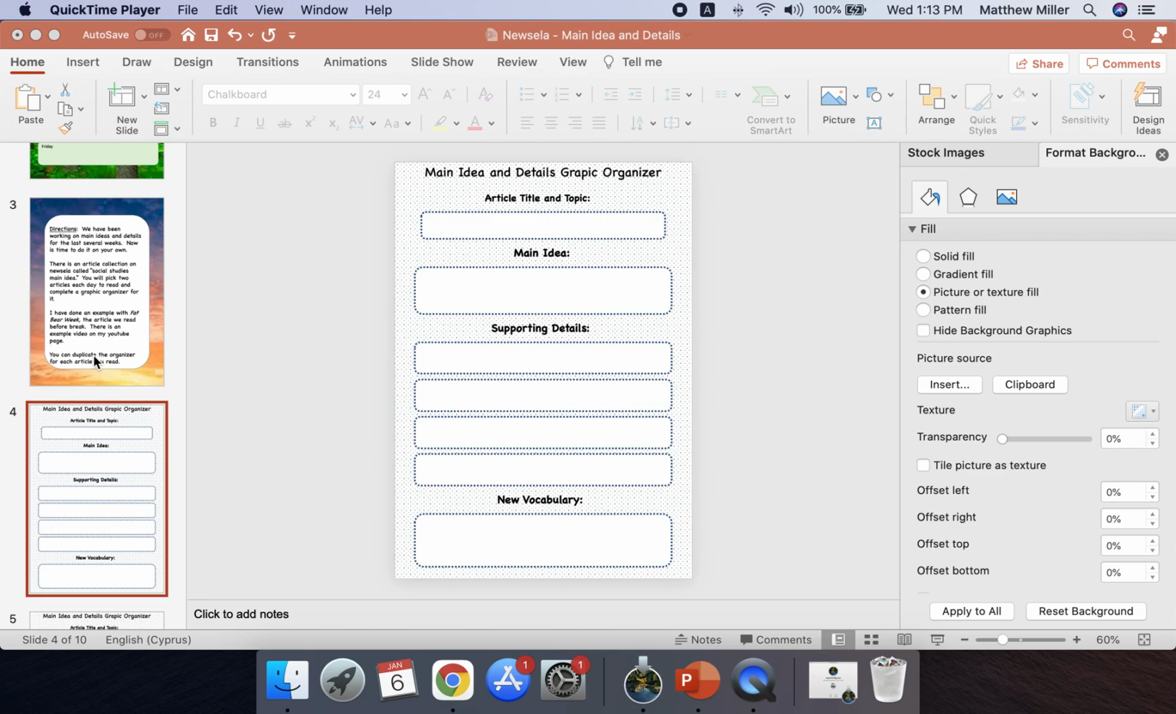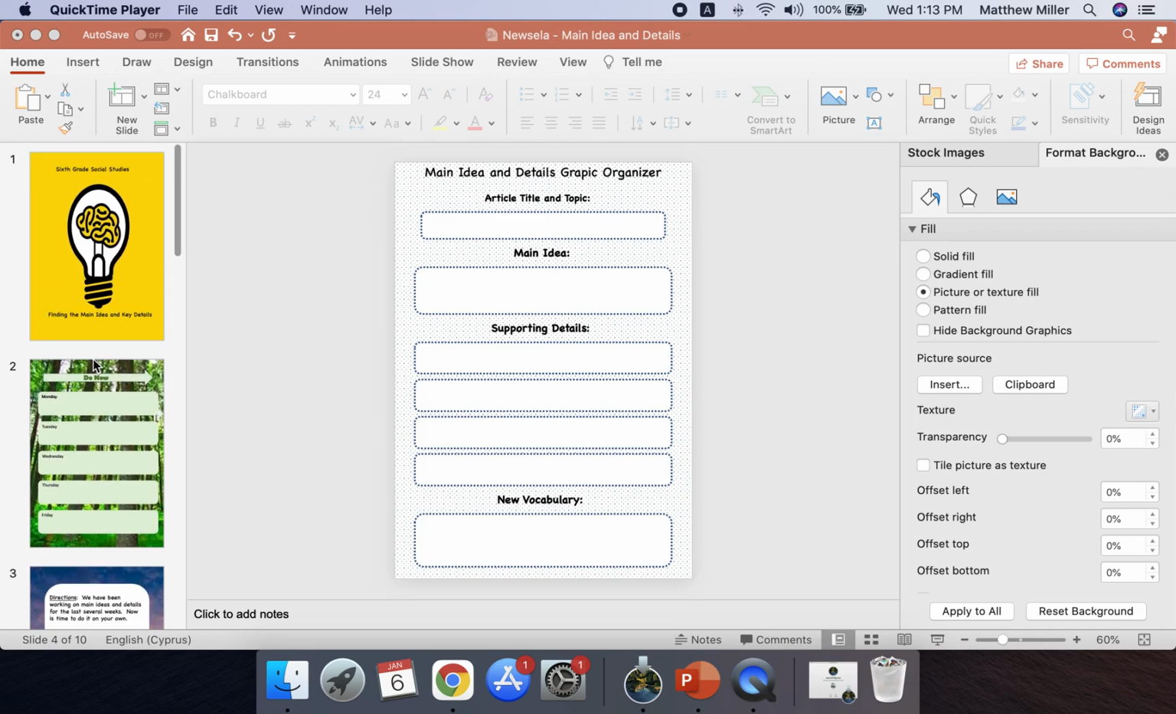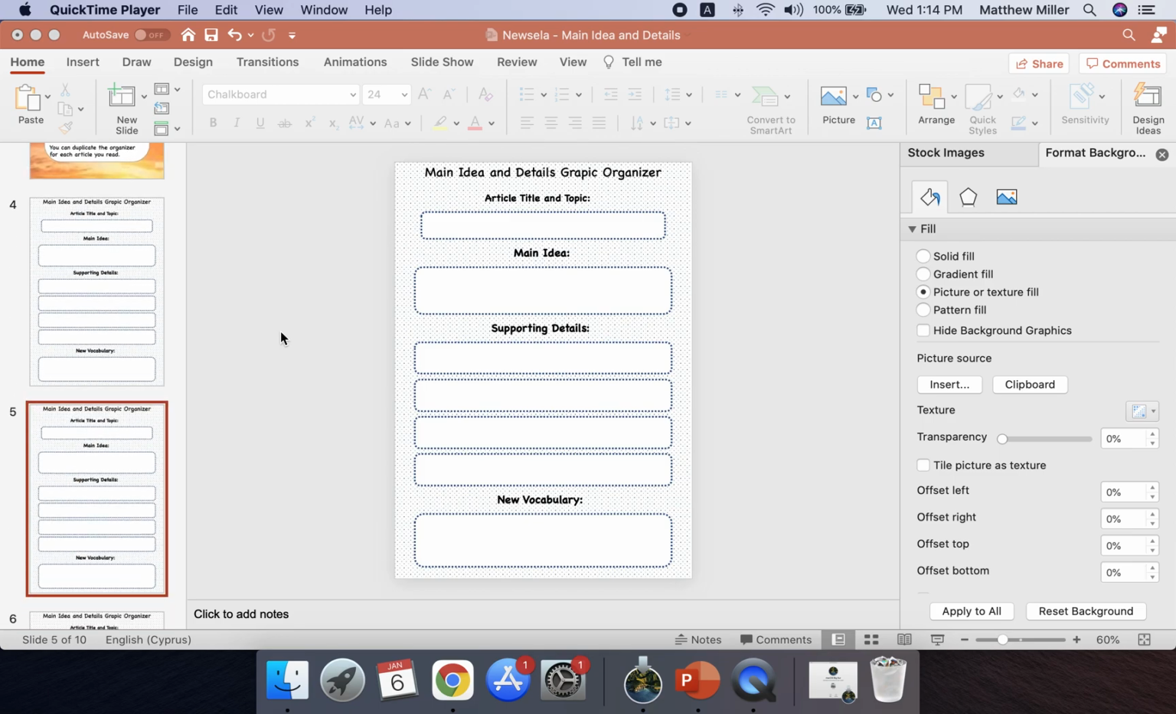Okay, so what we have been doing for the last several weeks, as you know, in sixth grade social studies, is we have been finding the main idea and key details, reading articles and trying to figure out what the author is trying to tell me and what information the author gives me to support this main idea. So, we've done lots of different examples.